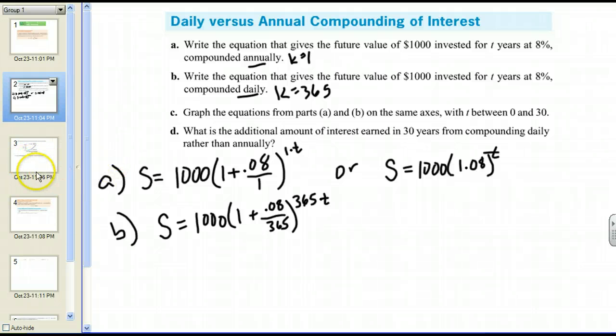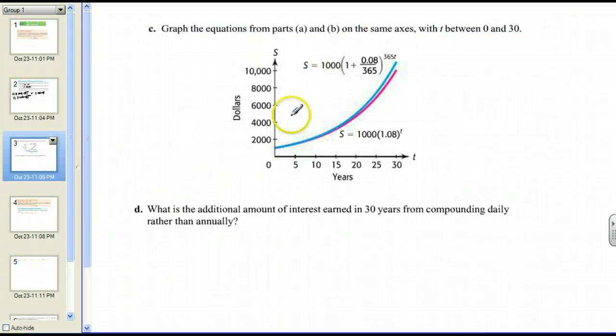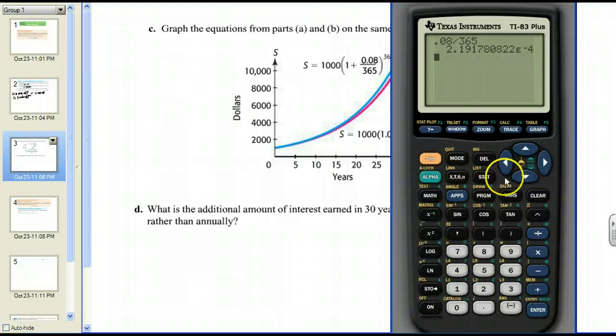Now C wants us to graph both of these equations on the same axis. So this is what it's going to look like, and I do just want to show you that it really does look like that if I put these in my calculator. If you're following along with the previous homework and you have your Plot 1 on, make sure you turn that off. Now I'm going to put these equations in my calculator.